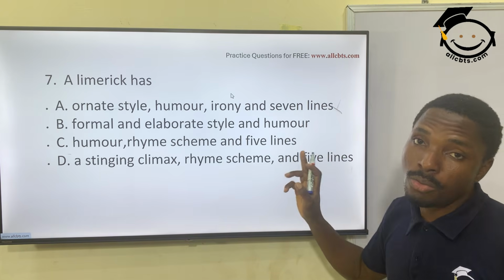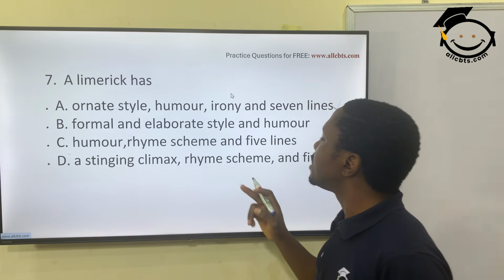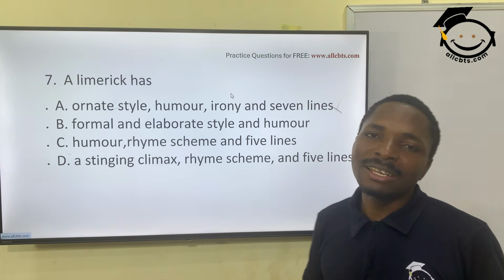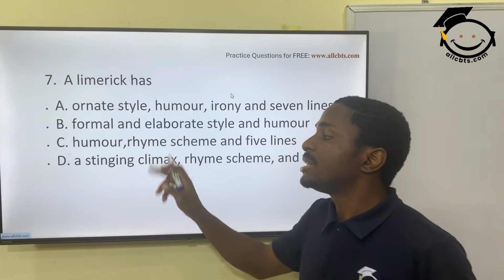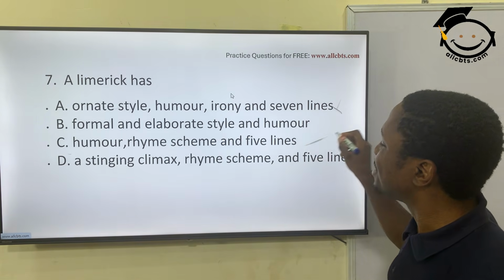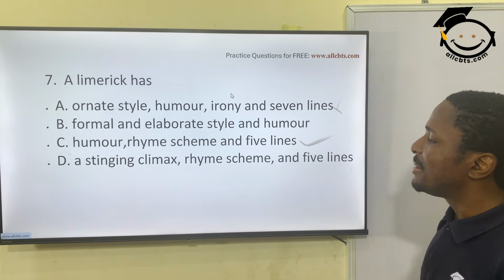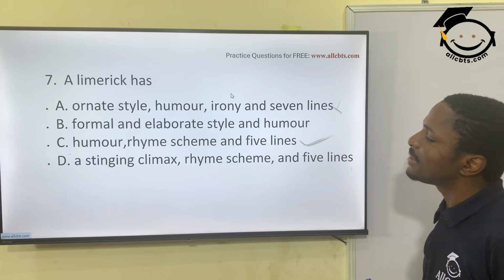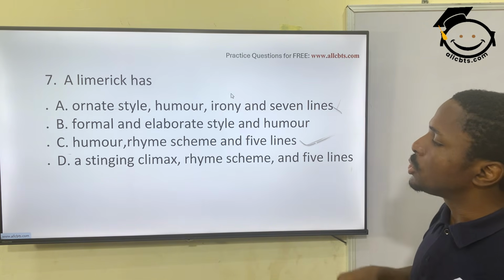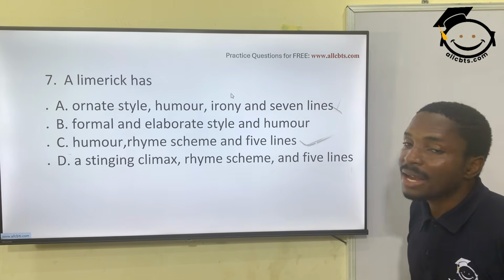Some things are innate to a limerick, some things are not. A limerick always has humor. It has 5 lines. Then humor, rhyme scheme, and 5 lines. Yes, a limerick is rhymic. So it has 5 lines. Let's see the last one: the stinging climax, rhyme scheme, and 5 lines. Okay, so it's option C, humor, rhyme scheme, and 5 lines.